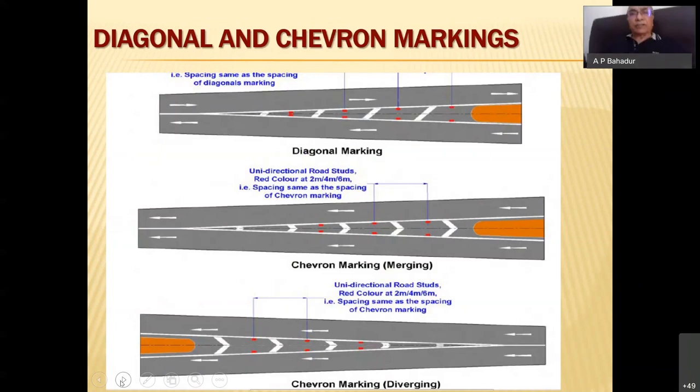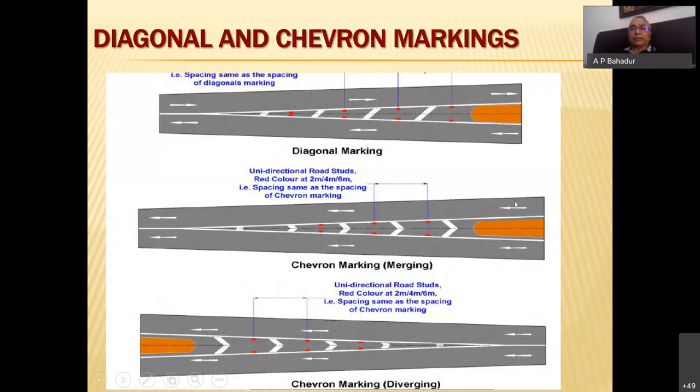And then a very important thing, which is again commonly done wrongly, is the provision of diagonal marking and chevron marking. Please listen very, very carefully. If the direction of travel is opposite on both sides of the physical barrier ahead, then you provide a diagonal marking like this, where one direction is on the left side and one direction is on the right side. The logic is that you want to tell the vehicle to keep away from this barrier. So that is why this diagonal marking.